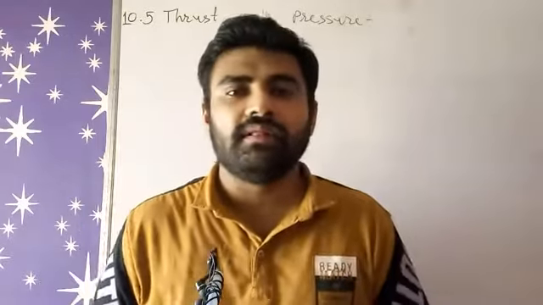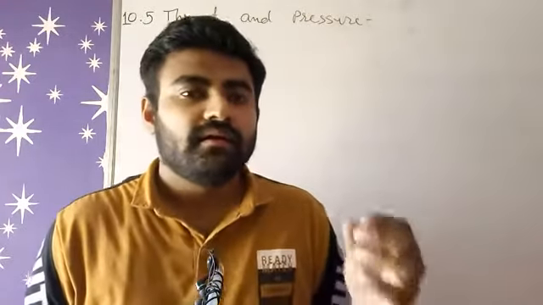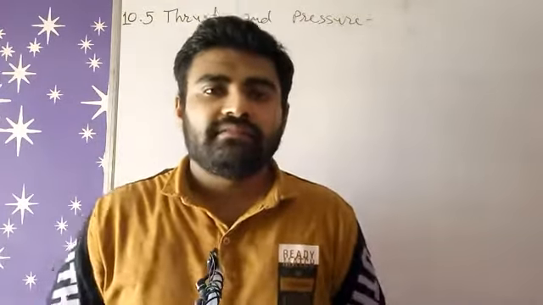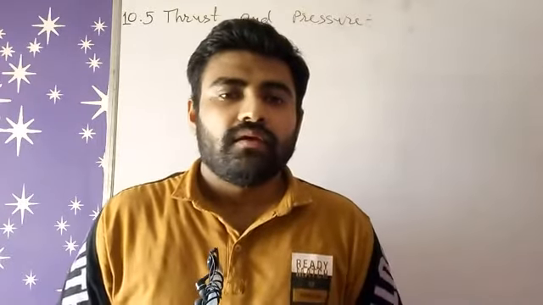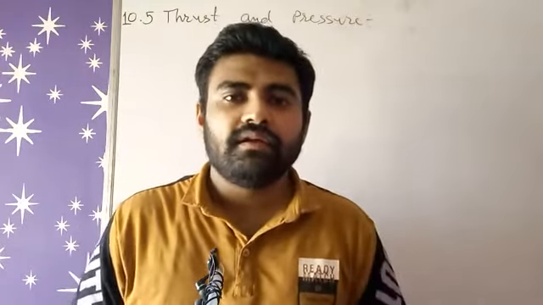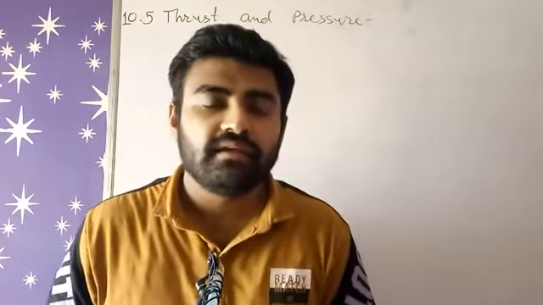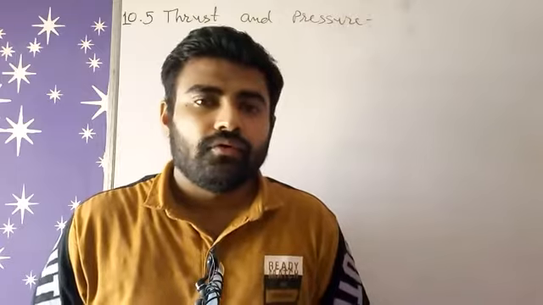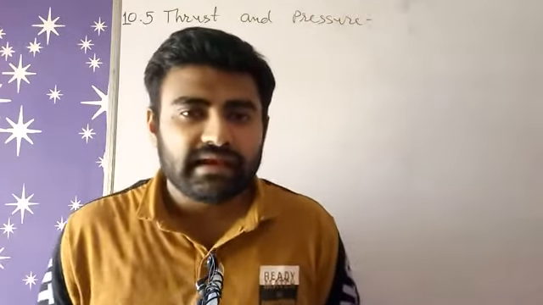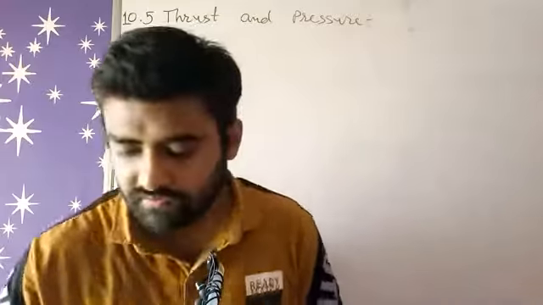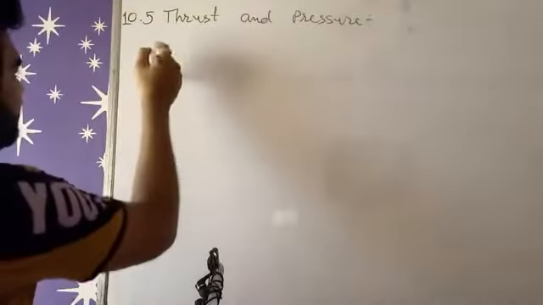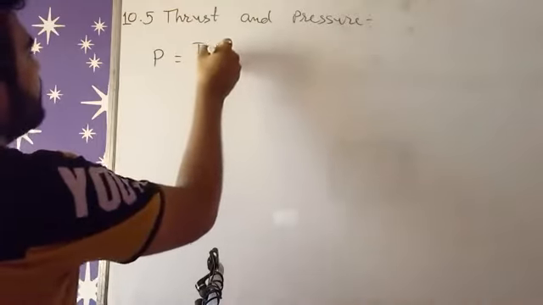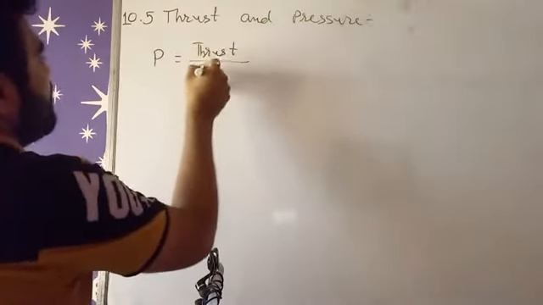And third example, whenever we have a sand sea, if we just stand on the sand sea vertically, we will sink inside it. But if we lie down on the sand sea, we won't sink, right? So all these examples are related to thrust and pressure, because thrust and pressure are correlated with each other. For example, pressure is equal to thrust upon area.